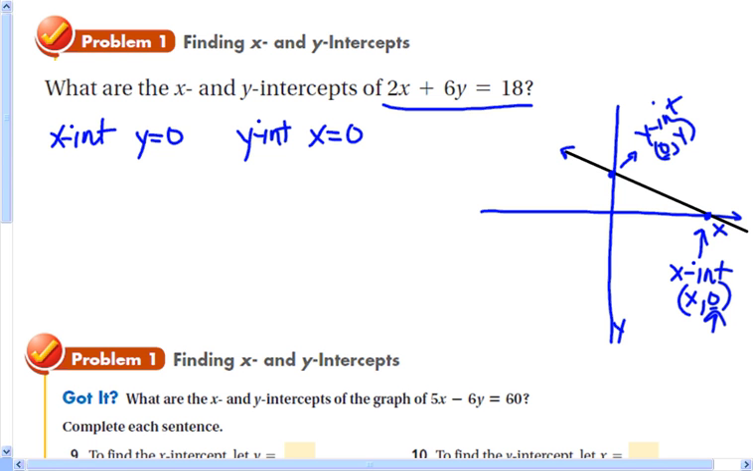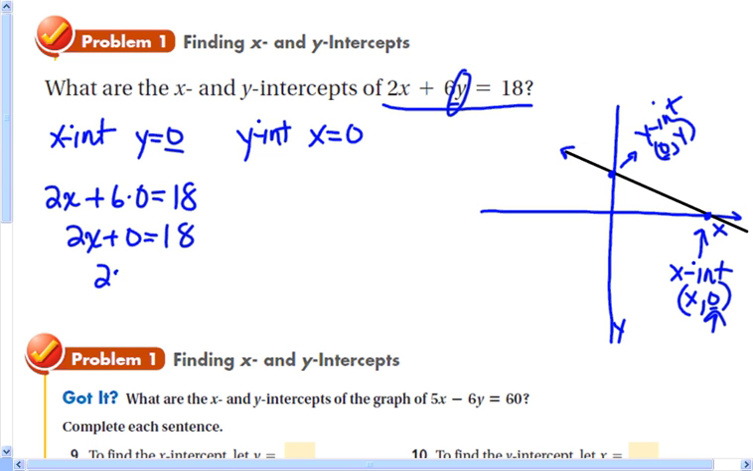So if I have an equation, if I want the x-intercept, I can just substitute 0 in for y. So right there in the equation, I can put 0. So I get this equation, 2x plus 6 times 0 is equal to 18. Well, that simplifies to 2x plus 0 equals 18, and 2x plus 0 is just 2x equals 18. So x is equal to 9. So I just found out that this point where this line is going to cross is 9 on the x-axis. The x-intercept is 9.